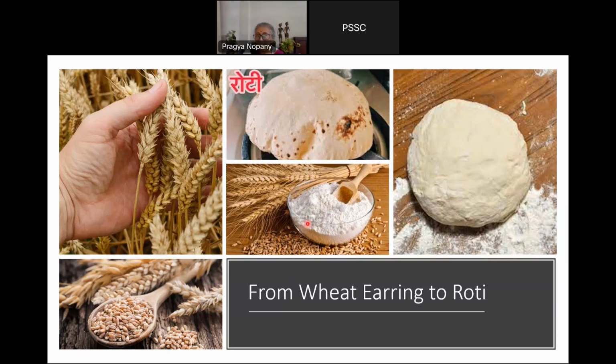for grinding in the chakki, and from the atta we then make a dough mixing water with it, and then we make the roti. We take a rolling pin and board and make the roti, and then we roast it on the gas or on the tawa, and then finally the roti is made.